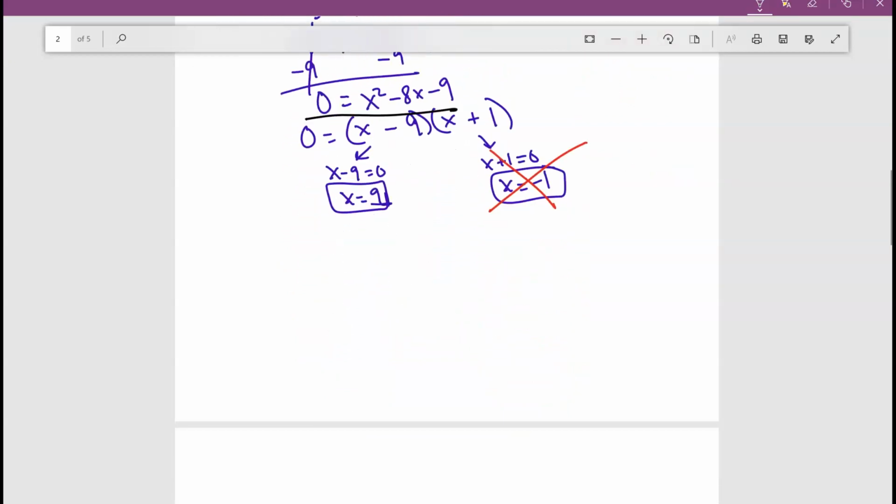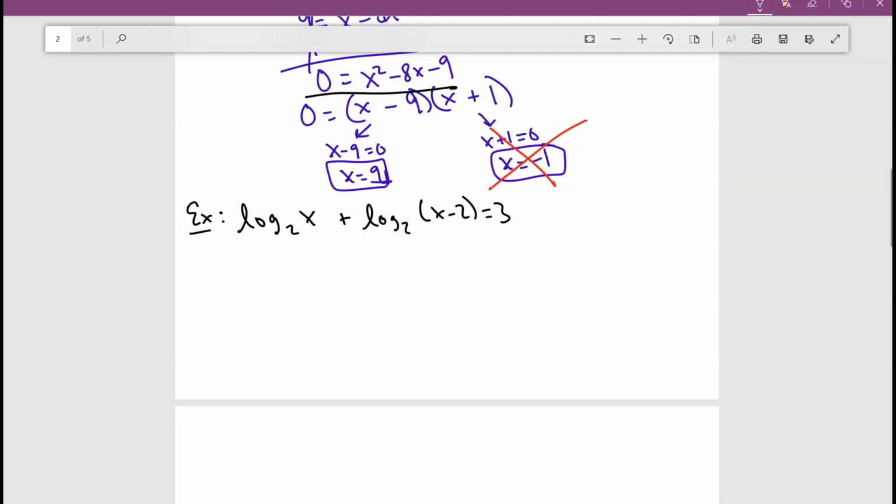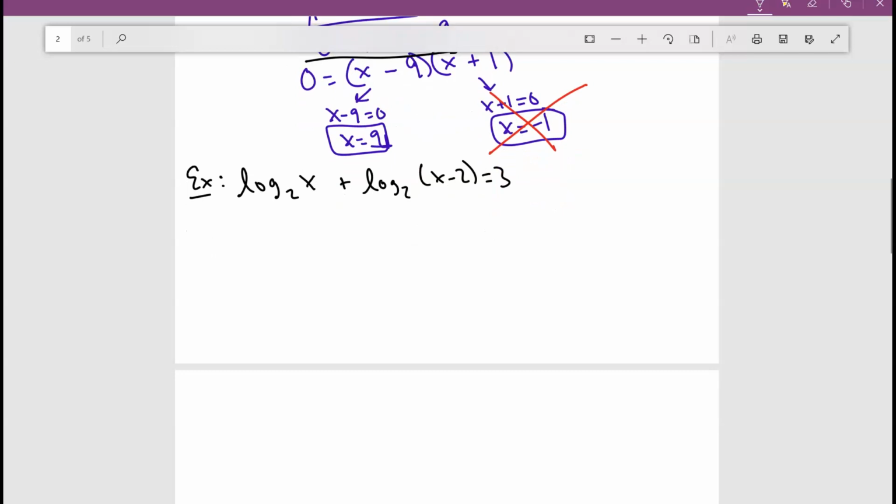Okay, all right, so let's try other problems. So let's try this one. So let's say we had the log base 2 of x plus the log base 2 of x minus 2 equals 3. So try it out if you want, and then you can double check with me. All right, so I see an addition. I see 2 logs. Let's combine them. It's going to be log base 2 of x times x minus 2 equals 3. Okay, so I combined them.